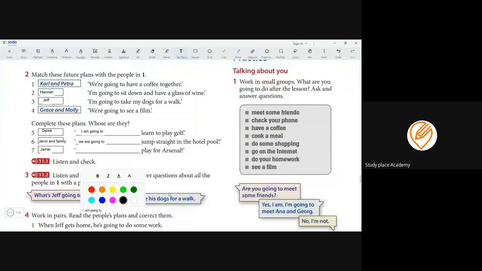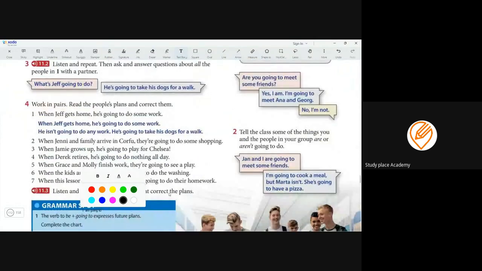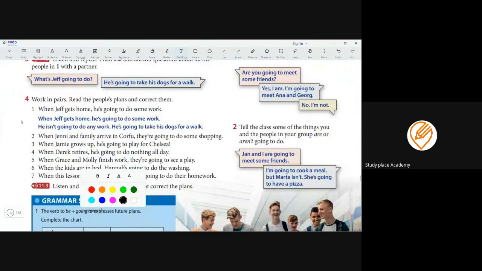And now we are going to read the people's plans and correct them. So we have a plan and we're going to know if they talk about that correctly or not. When Jeff gets home, he's going to do some work. Let's look at the correction. When Jeff gets home, he's going to do some work. He isn't going to do any work. He's going to take his dogs for a walk. So the idea was so different.